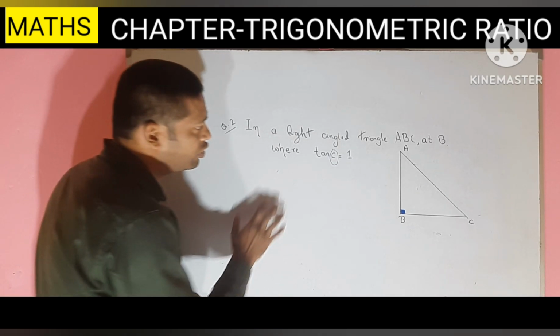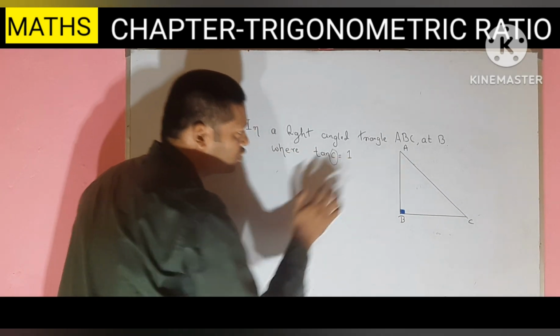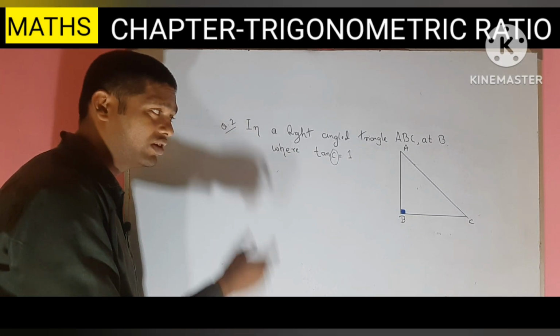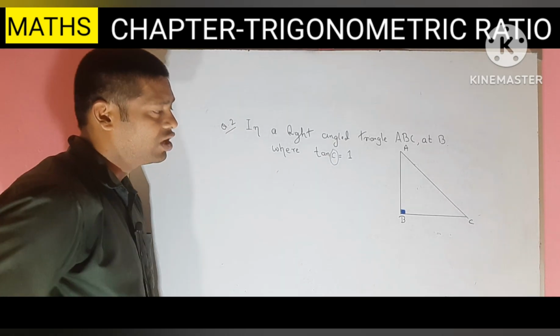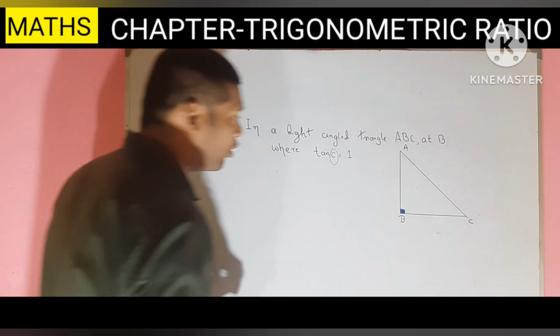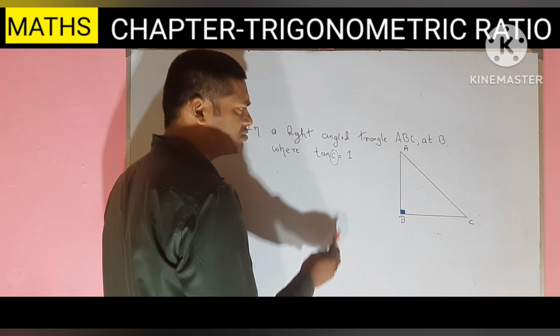Okay, so up to here is done, right angle at B. So tan C is equal to 1. Whenever they say tan C, tan B, tan A, whatever they say, here they are saying tan C, so we'll consider tan C. Tan C is the point of view from where we are going to view the answer. What do you mean by that? We have not understood yet.